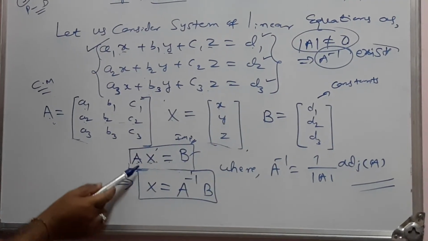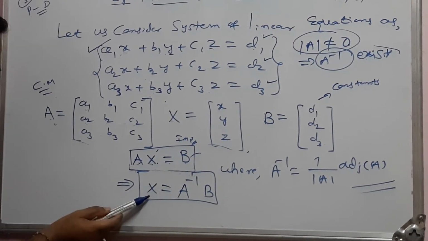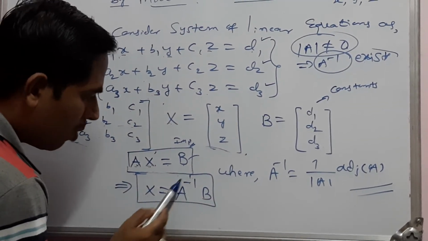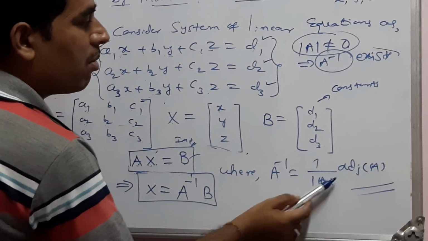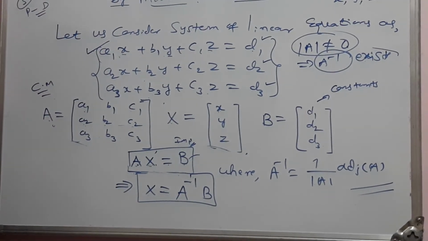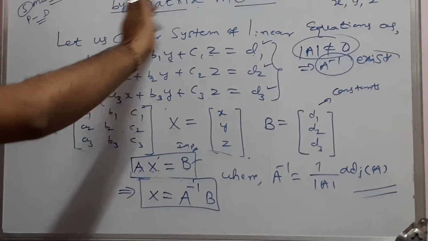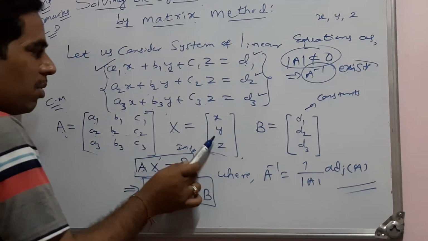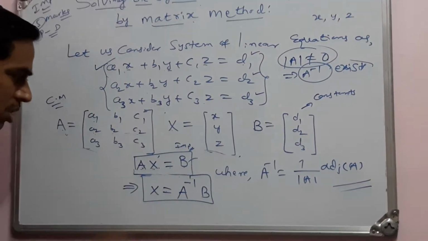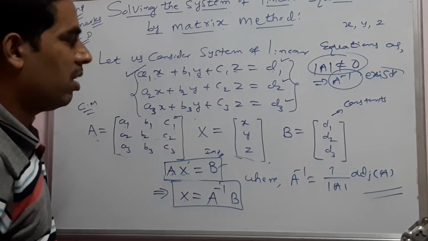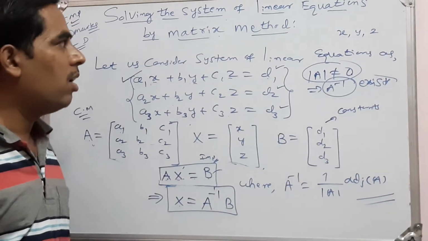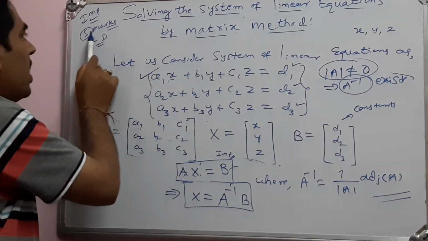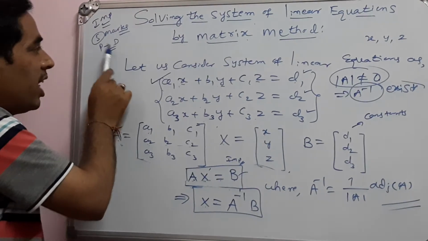Then these three can be written in matrix form as AX is equal to B. Then if I solve for X, X is equal to A inverse B, where this inverse can be found using the formula 1 by determinant of A into adjoint of A, as we learned in our previous class. So simply three equations will be given. You replace all the real numbers, unknowns and constants, and go on finding the value of the matrix X which contains the unknowns. So this is solving the system of linear equations by matrix method. It carries 5 marks in part D.